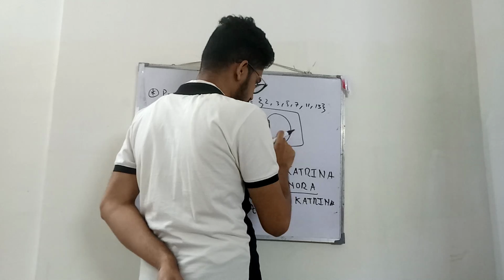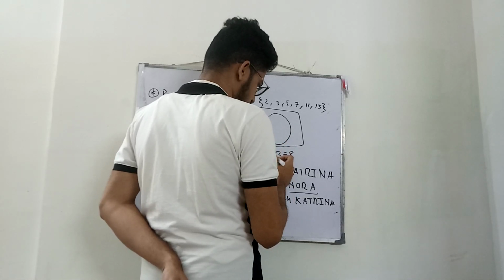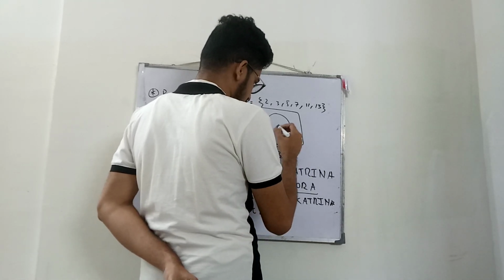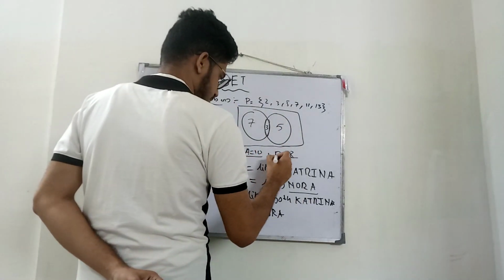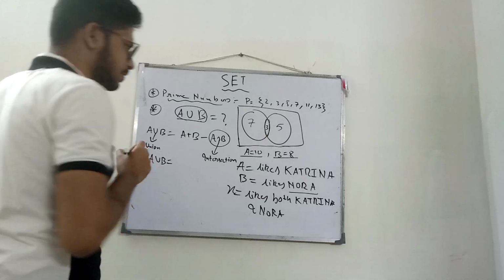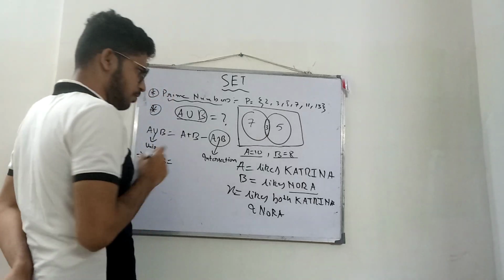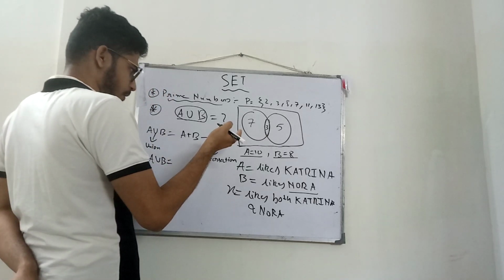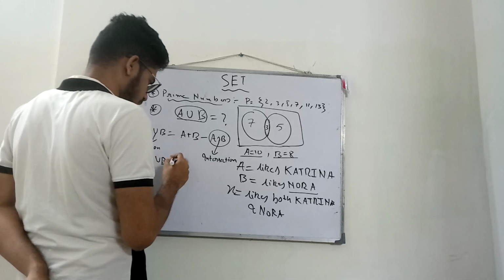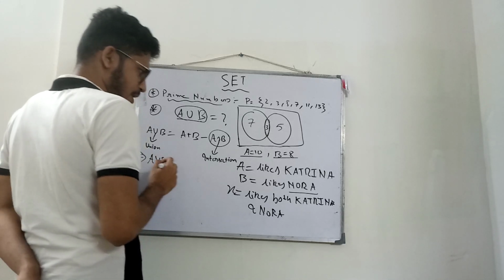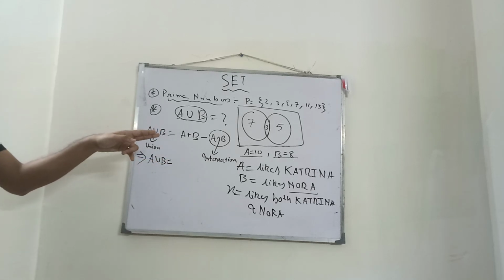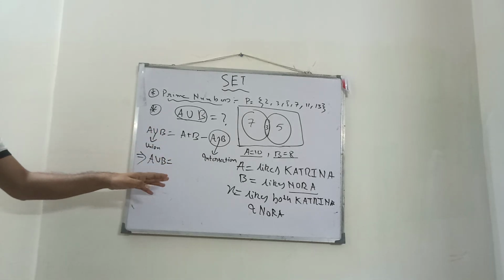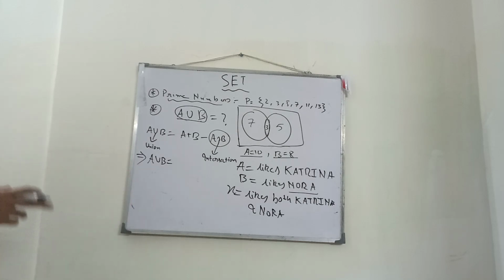Now we will divide B as 5 and 3. Now, okay guys, note down this part, then we will move to the solving part.